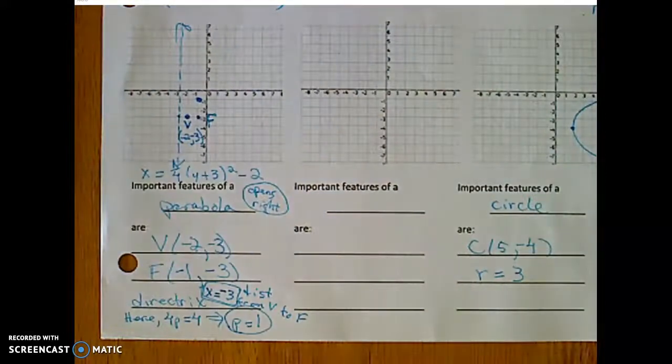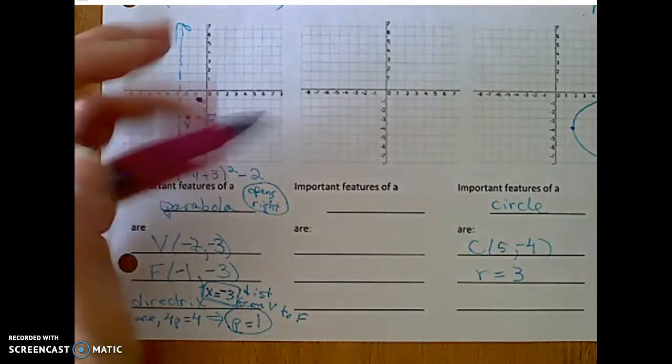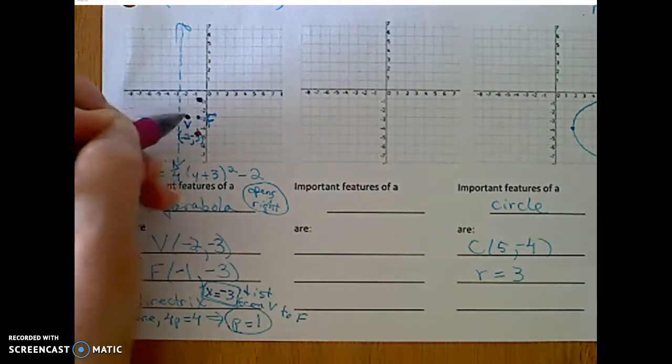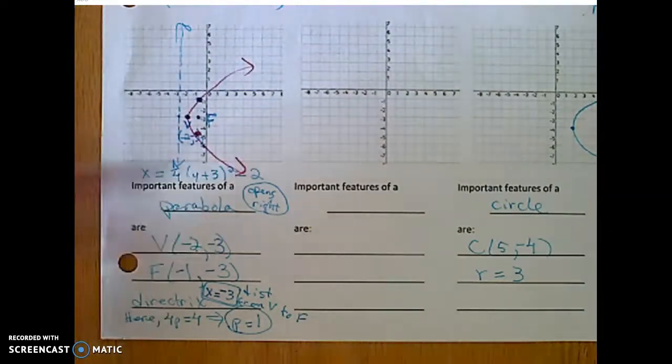I want to switch colors so you can see my parabola. So 2 units from the focus, 2 units from the directrix. There's my vertex right in between. 2 units from the focus, 2 units from the directrix. And I can connect those points to get a nice parabola opening to the right.